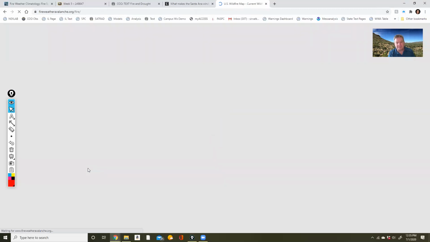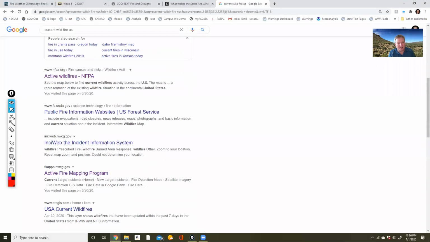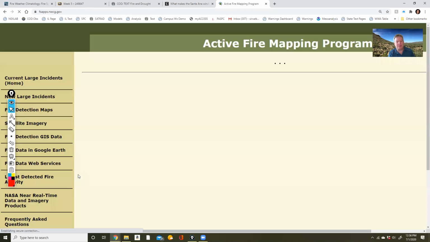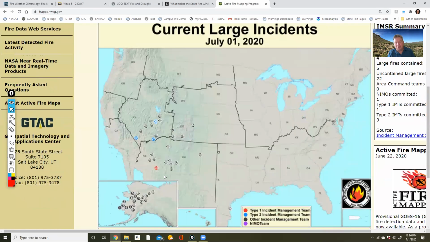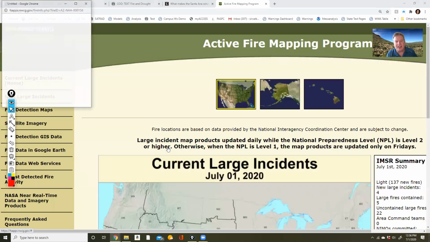Let's look at this one. Nope. Something switched the other day. Active fire mapping, that's what I want. And they'll say, oh, look, there's one down in southern Arizona. That's a big one. It's got almost 115,000 acres. And then there's a little one that came up here. That's the one that started yesterday, 6,800 acres.